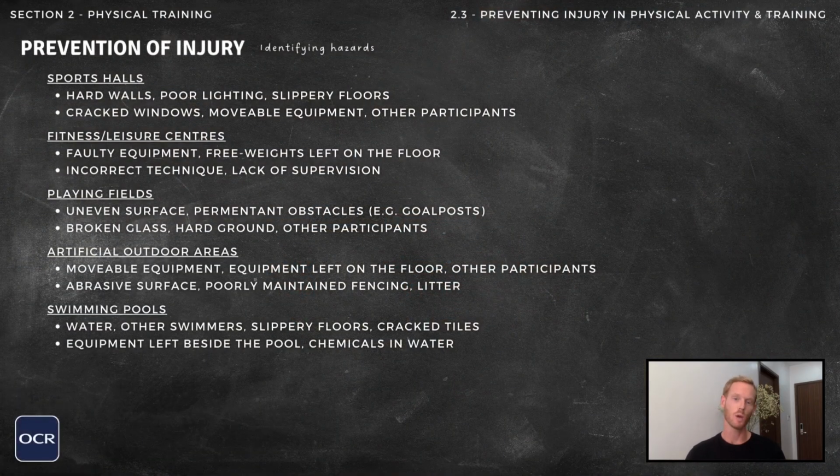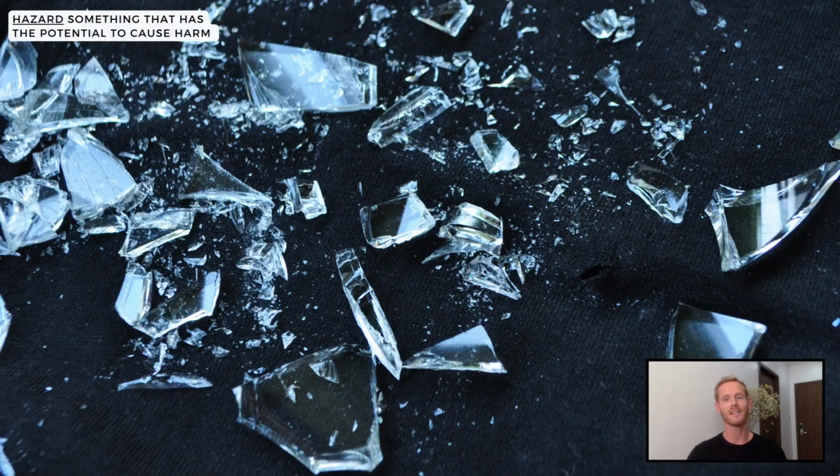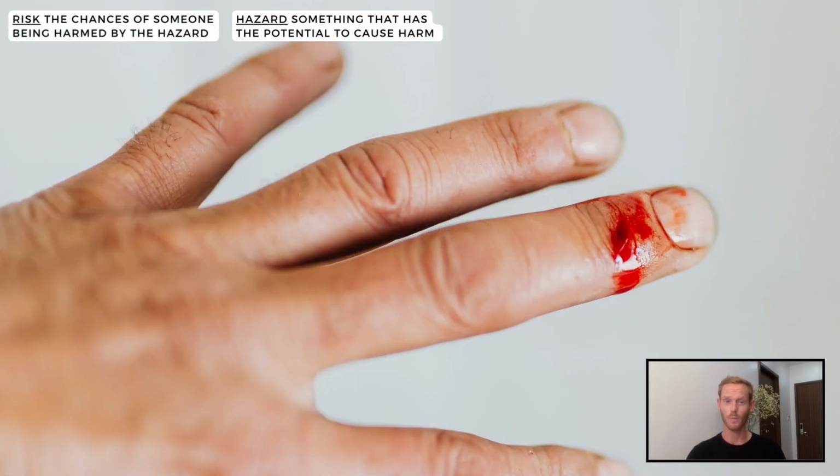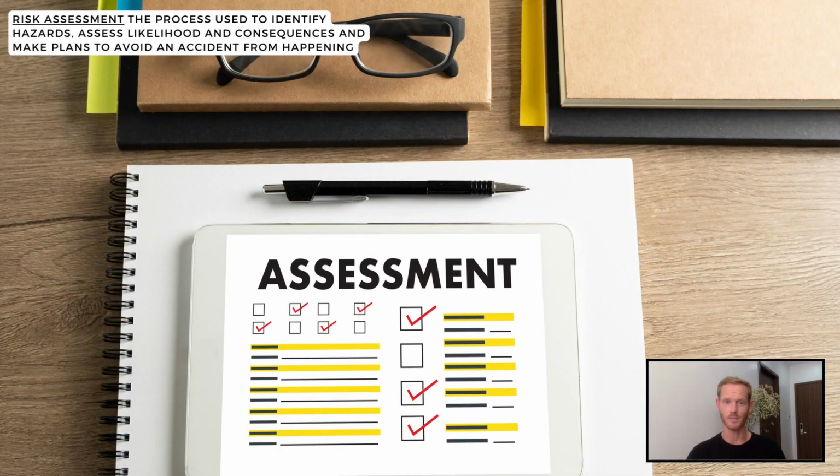Next, you need to be able to identify hazards in a range of physical activity and sports settings. A hazard is anything that has the potential to cause harm, and risk is the chance that someone will be harmed by the hazard. When planning an event, competition or training session, a risk assessment should be conducted to identify any hazards involved, assess the level of risk associated with each hazard, and then come up with strategies to prevent them.